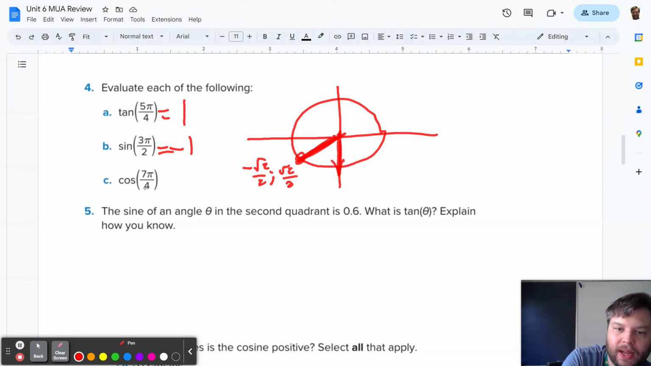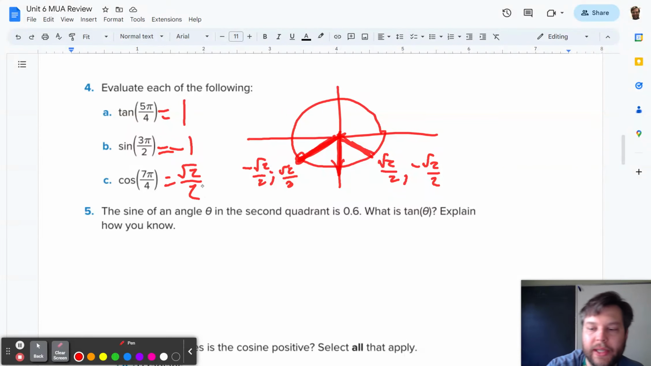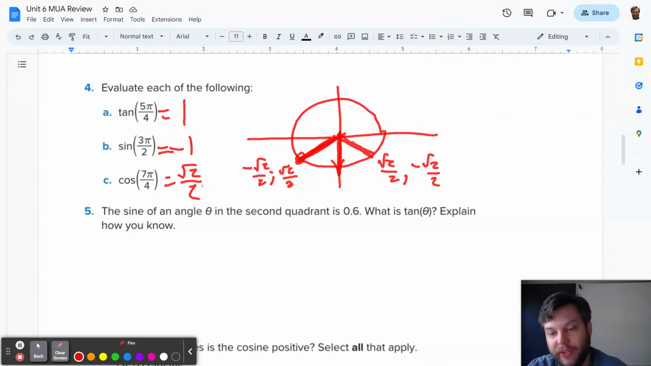Cosine of 7 pi over 4. 7 pi over 4 is over here. In this quadrant, the cosine is positive and the sine is negative. So the cosine is positive root 2 over 2. Really, that's just looking at your unit circle. You can also type them into your calculator. As long as your calculator's in radian mode, you're going to be okay.